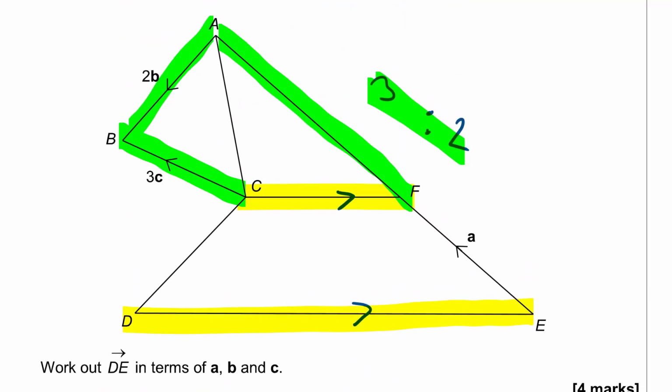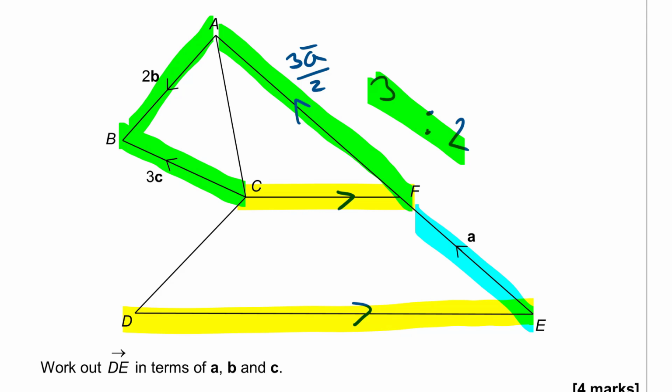Now, we know that E to F, this bit down here, is A. And that A to F and F to E are in the ratio of 3 to 2. So if I take A and divide it by 2 and times it by 3, I shall get this vector here. So this vector here is going to be A divided by 2 and times by 3. It's going to be 3A over 2.